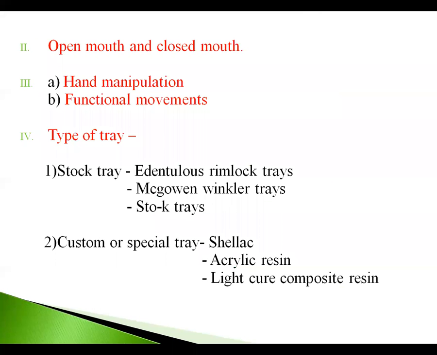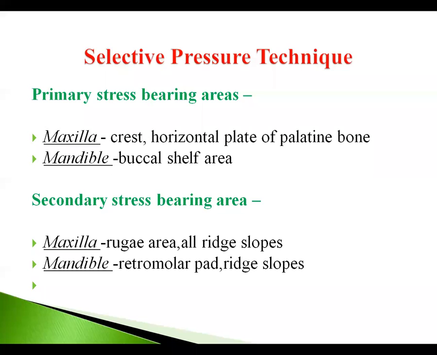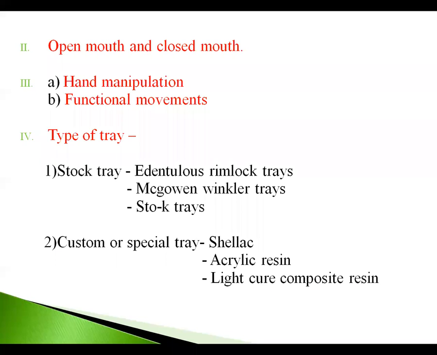Then coming to the second, open mouth and closed mouth. Third, hand manipulation and functional movements. Number four, depending on the type of tray, that is stock tray, custom tray or special tray. In stock trays, edentulous rim lock trays are used. In custom trays, shellac trays and resin trays, like composite resin trays, are used.